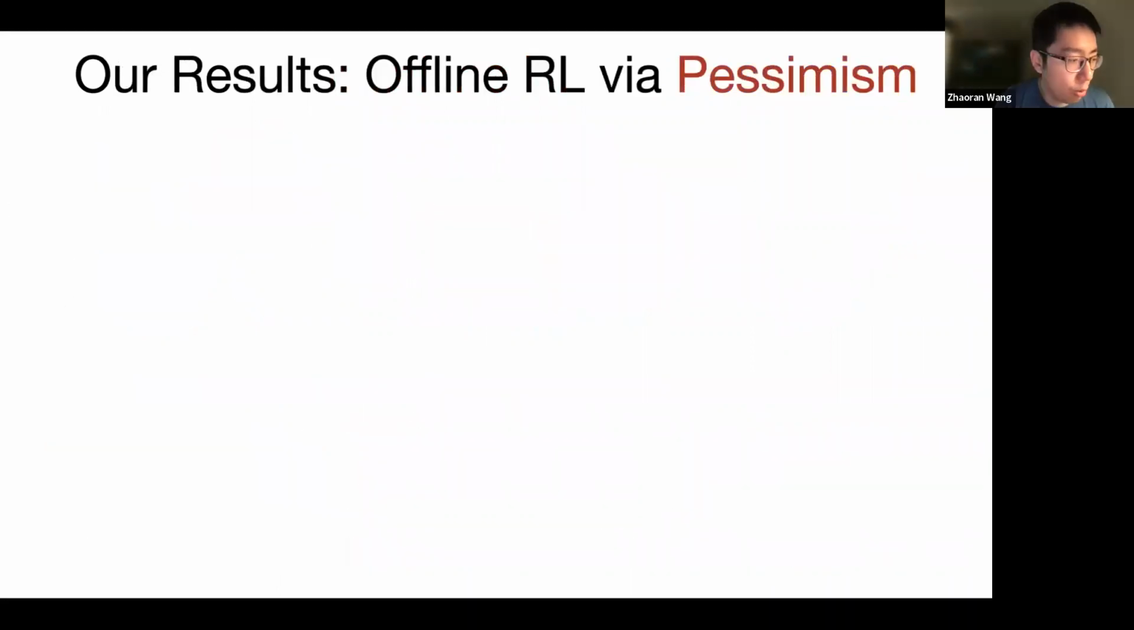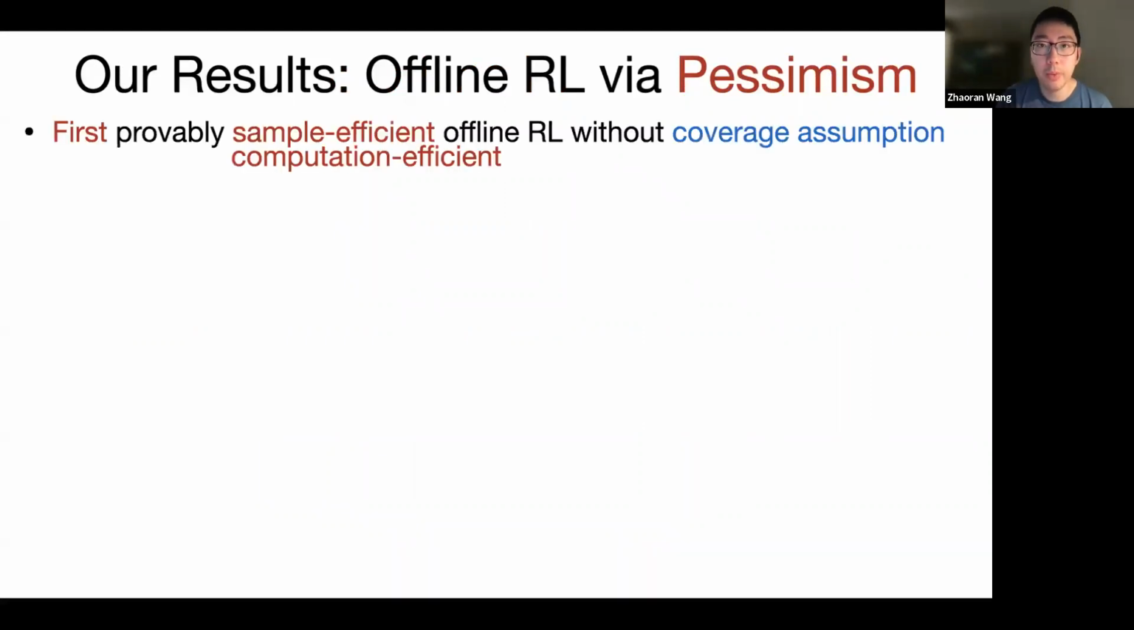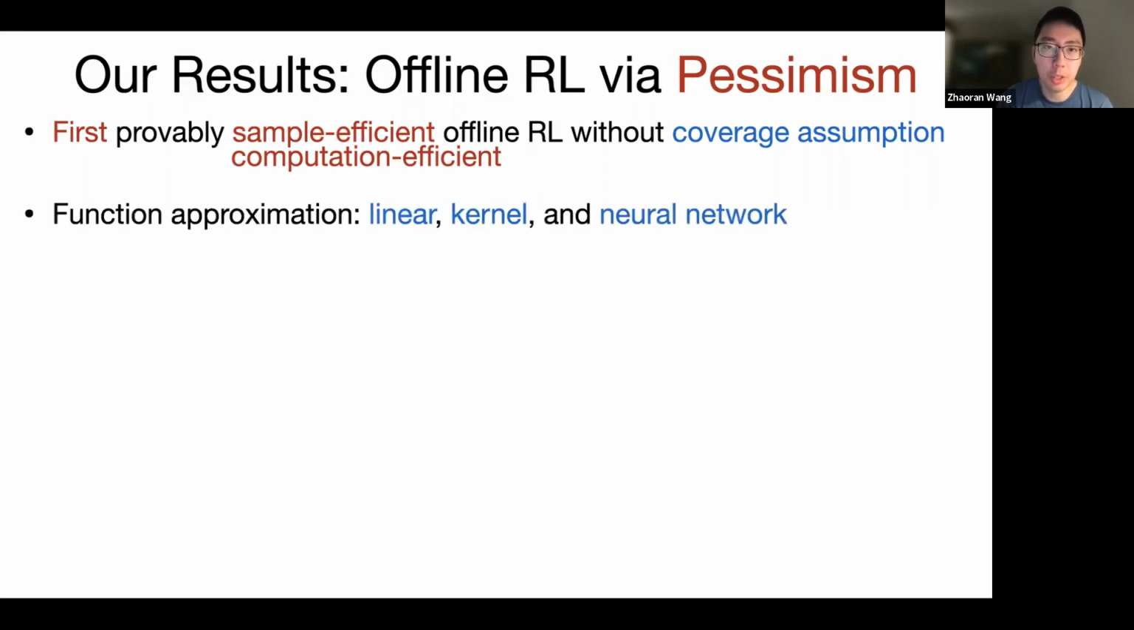Just an overview of our results. When we have the offline setting, we can develop an algorithm based on the so-called pessimism principle. It's the first provably sample efficient offline RL algorithm without any assumption on the data coverage. And as a byproduct, it turns out our algorithm is also computationally efficient. We have three examples: linear function approximation, kernel function approximation, and neural networks.